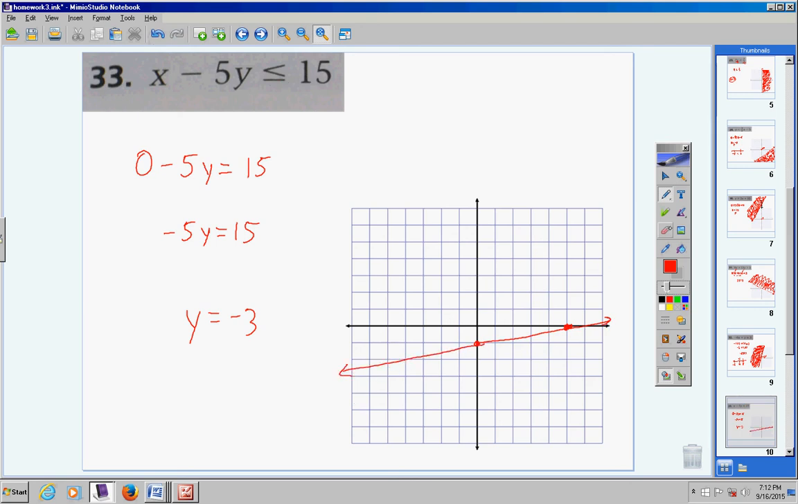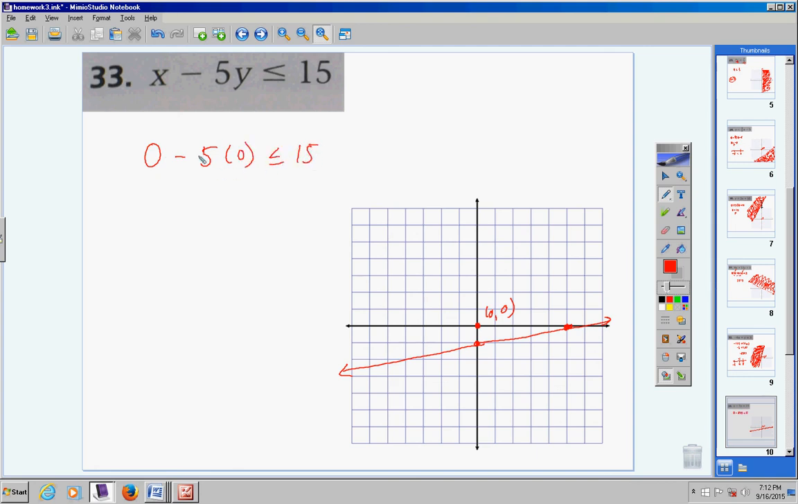Okay, now we have to know where to shade. I think we can use 0, 0 in this problem. It's pretty far away, far enough. So we're going to test 0, 0 to see where to shade. Where the x is, I put a 0. Where the y is, I put a 0. And now let's see what happens.